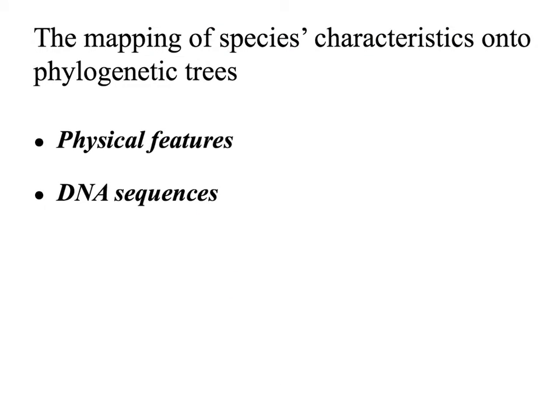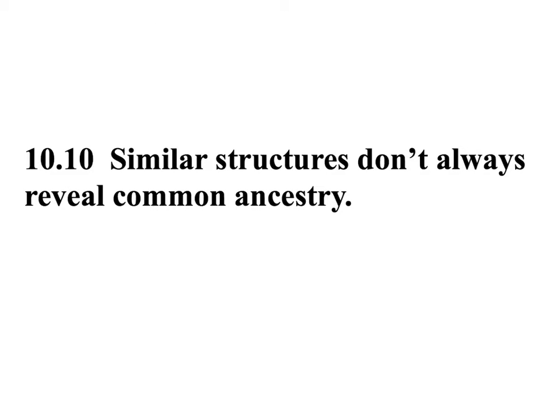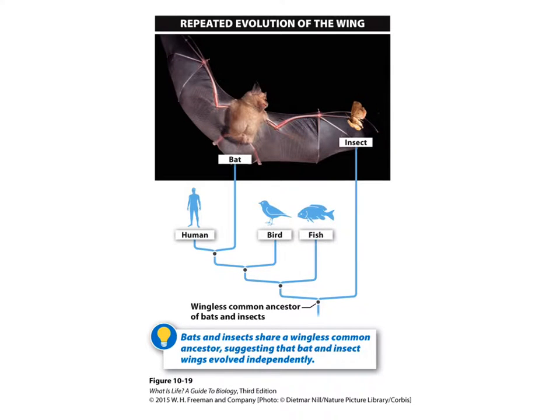The most accurate phylogenetic trees tend to use the most types of data they can find, both physical features and DNA sequences. The more evidence you have to back up your phylogenetic tree, the more strongly supported your hypothesis is. We have to keep in mind, though, that similar structures don't always reveal common ancestry. We have looked at analogous structures before, traits that look similar but have come from different evolutionary lineages and have arisen because of convergent evolution.